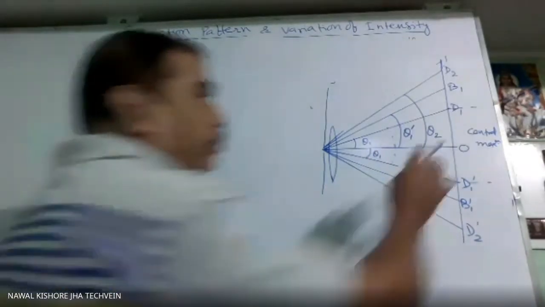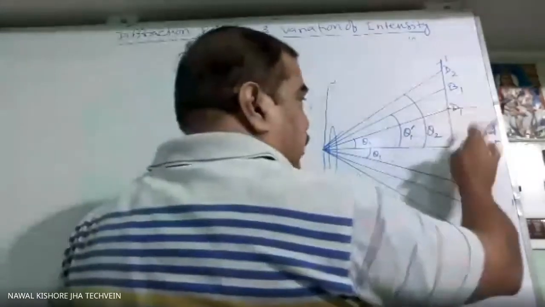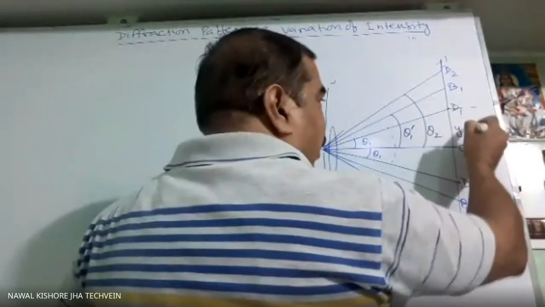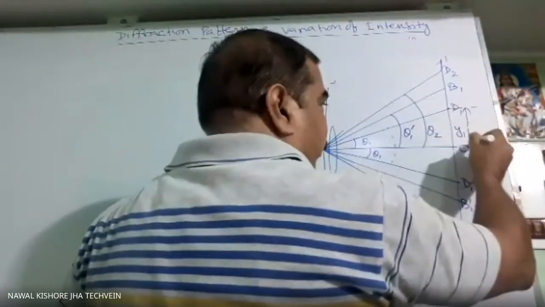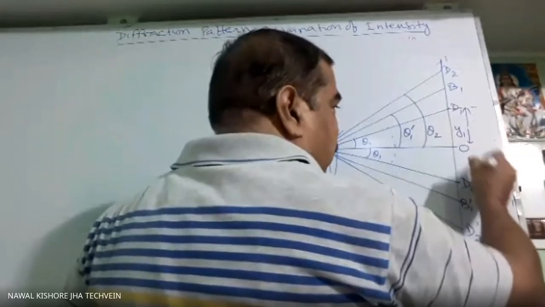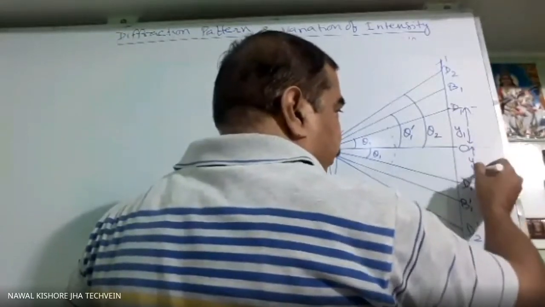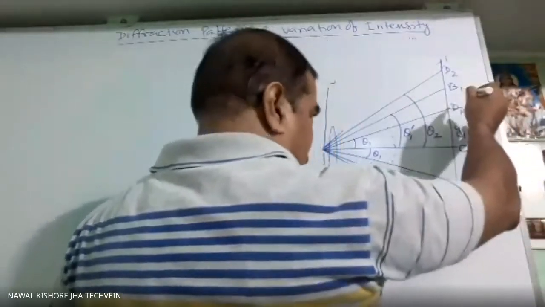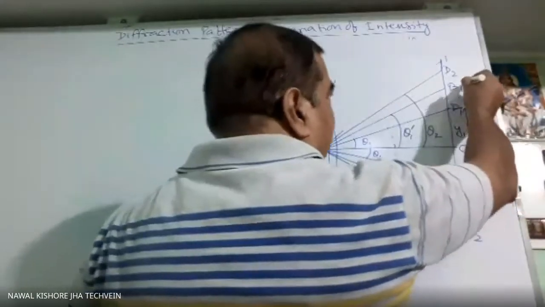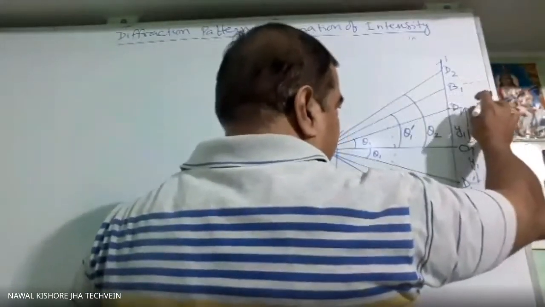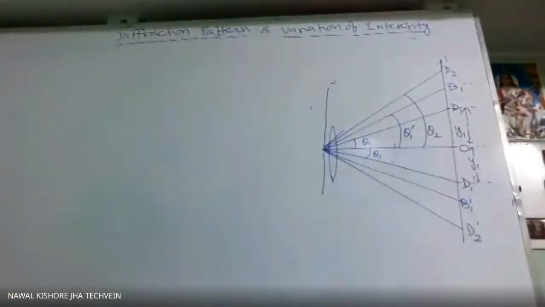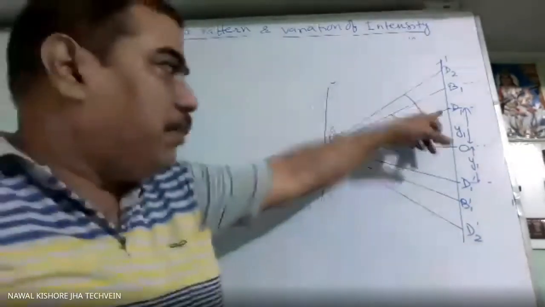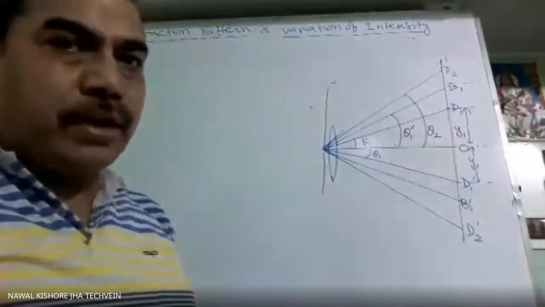Linear width means from here to here, this distance. Suppose this is y1 from O to D1, and O to D1 dash is also y1. So the linear width of the central maximum, that is D1 to D2, this distance, twice y1, you have to find.